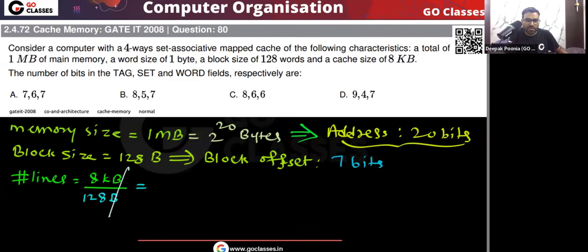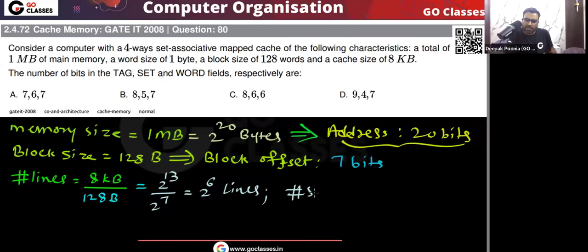What is the number of lines? So this is 2 power 13 divided by 2 power 7. So that will be 2 power 6. These many lines are there. And remember, the cache memory is four-way set associative. So how many sets will be there? In one set, there are four lines. In total, we have 2 power 6 lines, and one set has four lines. So how many sets will be there? The number of sets will be 2 power 4. That means 16 sets are there.